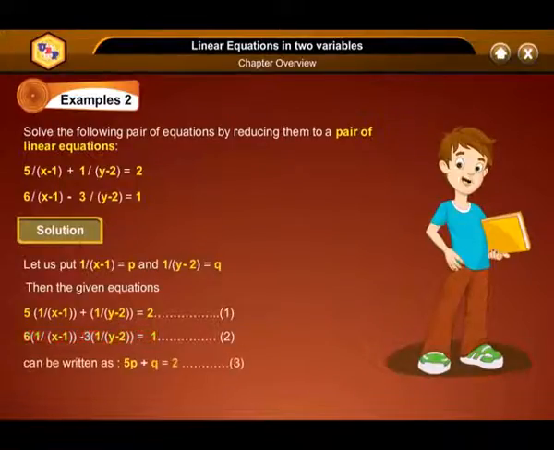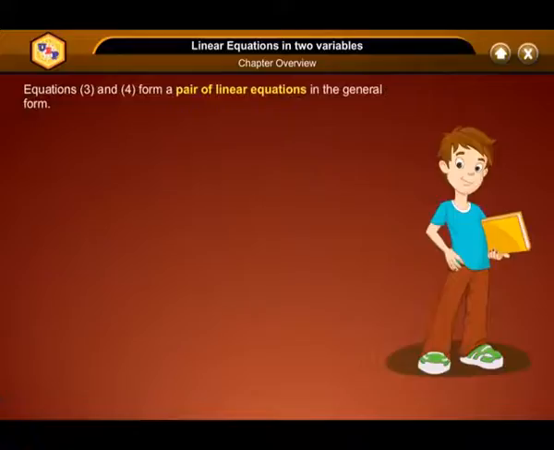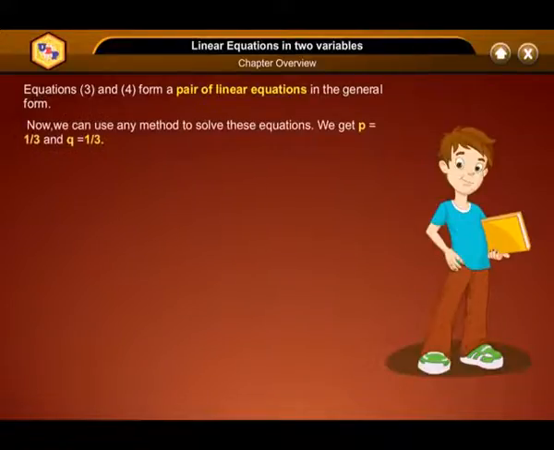can be written as 5p + q = 2. 6p - 3q = 1. Equations 3 and 4 form a pair of linear equations in the general form. Now, we can use any method to solve these equations. We get p = 1/3 and q = 1/3.